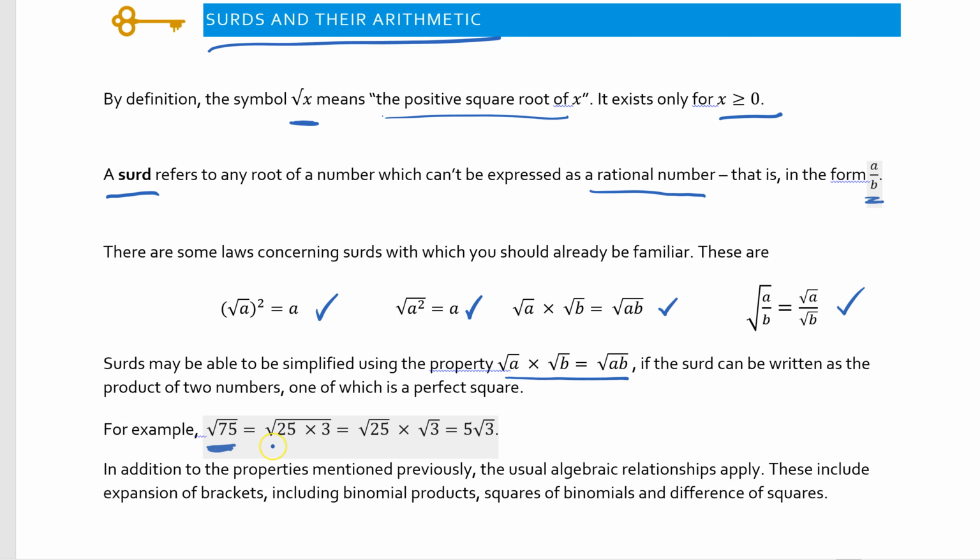So in this example, 75 is 25 by 3, and 25 is a perfect square. It's also 15 by 5, but neither of those are perfect squares, so they're no good to us. But when we write it like this, that means that we could then write it separately as that. We can take the square root of 25, so this would simplify down to 5 root 3. Now this just becomes more familiar with practice, no more than that.